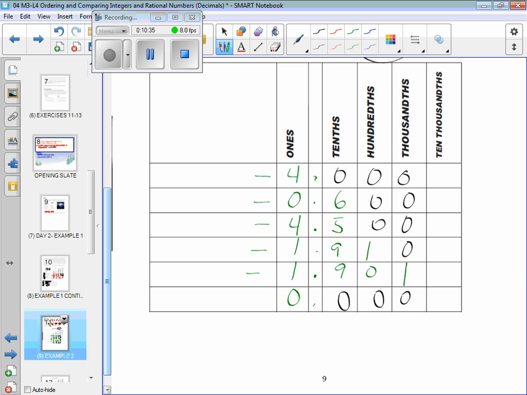All right, what do they want? Least to greatest or greatest to least? L to G or G to L? Least to greatest. L to G, right? Okay, so let me ask you this. Right now, what two rational numbers are definitely the least? We can narrow it down to 2 before we start looking at the other columns.